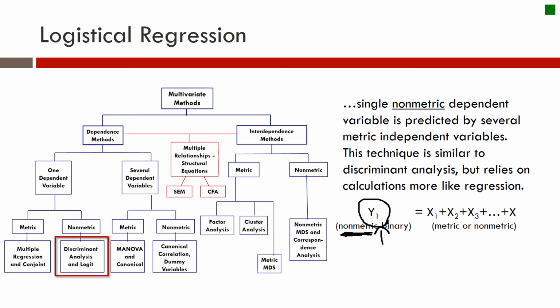So logit models, logistic regressions. We also have something called probit models, which would predict the probability of this happening. Probit models and logit models are very similar to each other. They incorporate non-metric data, but they are dependence models.